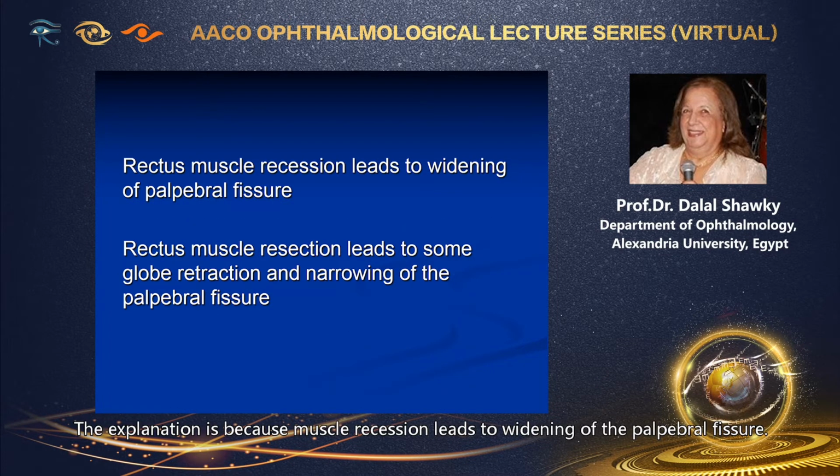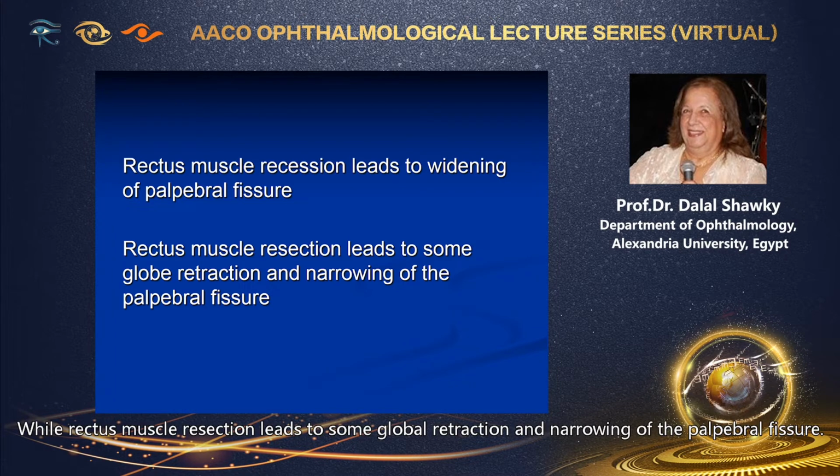The explanation is because muscle recession leads to widening of the palpebral fissure, while rectus muscle resection leads to some globe retraction and narrowing of the palpebral fissure.